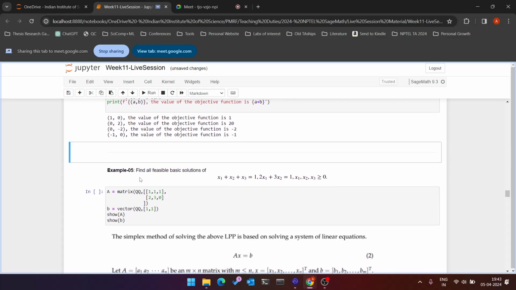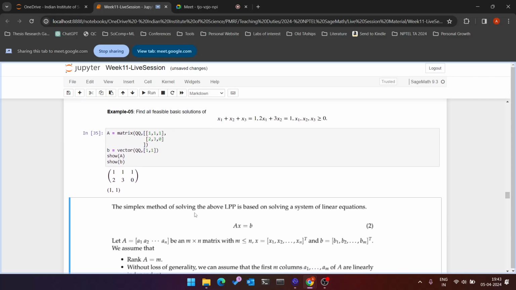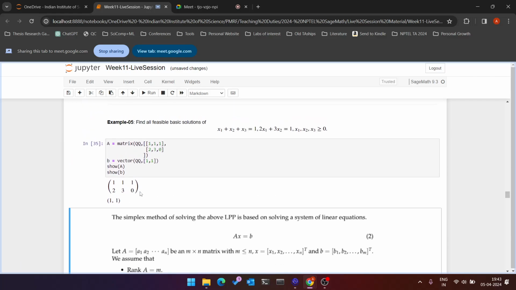The next problem. We have been asked to find all the feasible basic solutions for the problem given below, which is x1 plus x2 plus x3 equaling 1, 2x1 plus 3x2 equaling 1, and x1, x2, x3 all being non-negative. So we can think of this problem as Ax equal to b, where x is restricted to be non-negative. If I write down the A and b matrices respectively, A is 1, 1, 1, 2, 3, 0, and b is 1, 1.